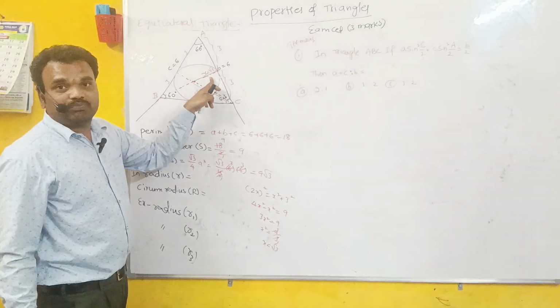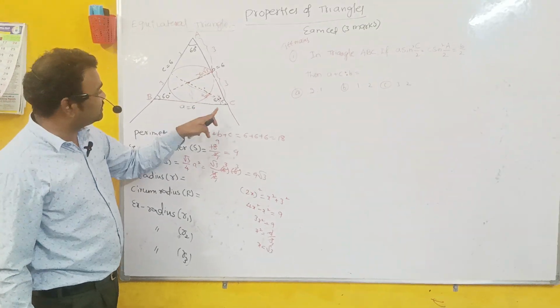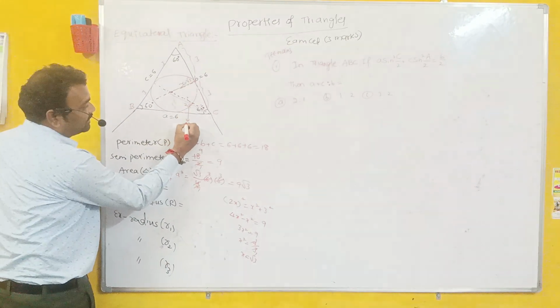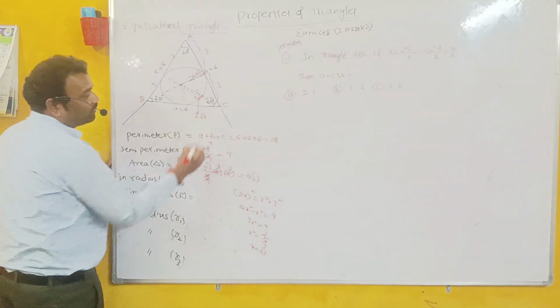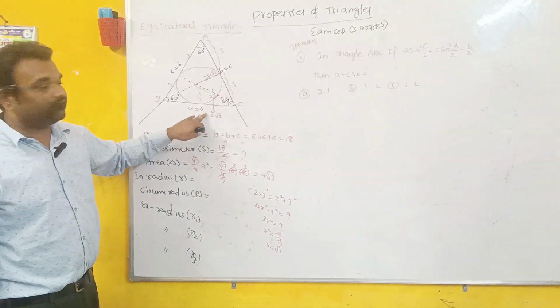If this is x, the inradius of the equilateral triangle, what is this one? 2x must be equal to what? X equal to root 3. Then 2 into root 3. This one.